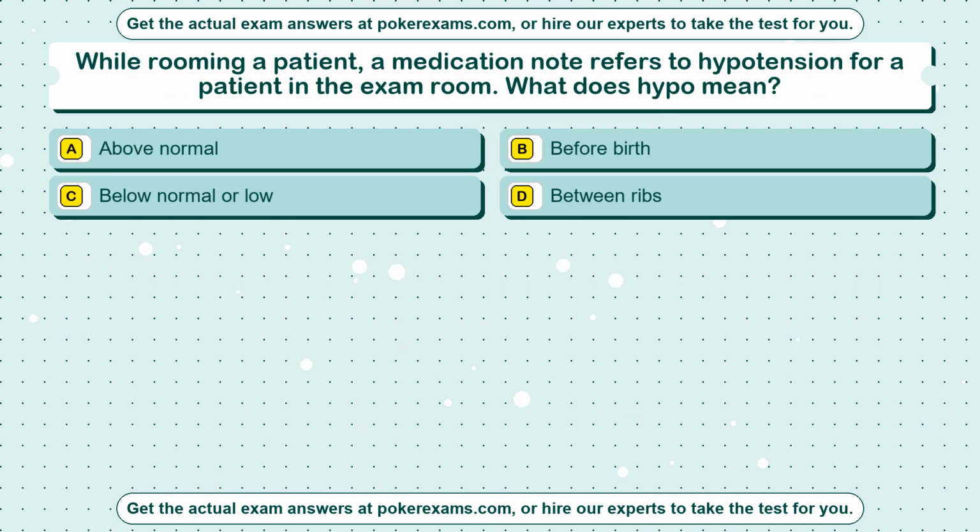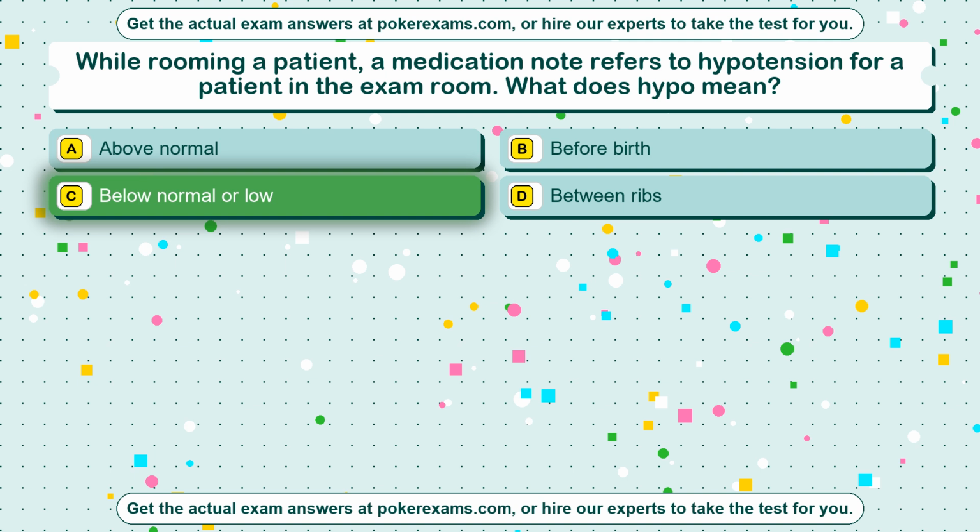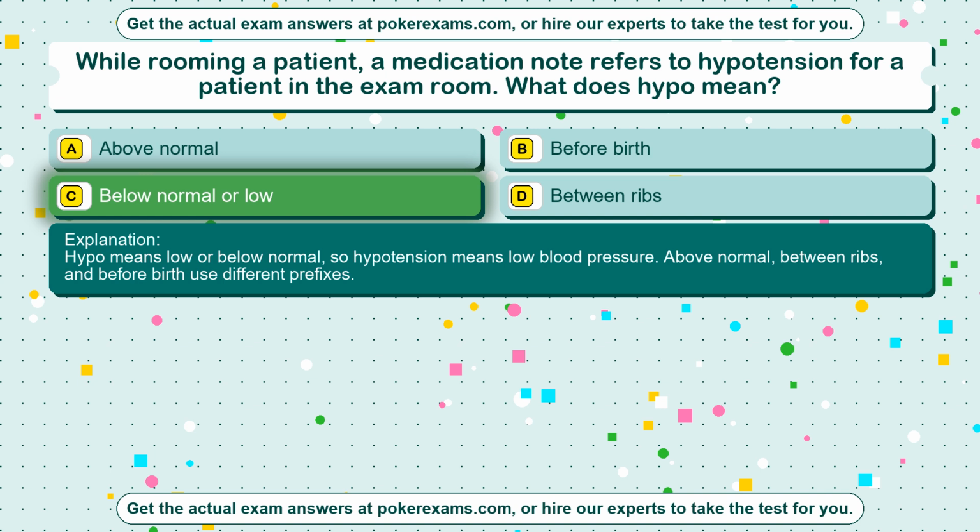Question 57. While rooming a patient, a medication note refers to hypotension for a patient in the exam room. What does hypo mean? Option A, above normal. Option B, before birth. Option C, below normal or low. Option D, between ribs. The correct answer is option C, below normal or low. Hypo means low or below normal, so hypotension means low blood pressure. Above normal, between ribs, and before birth use different prefixes.